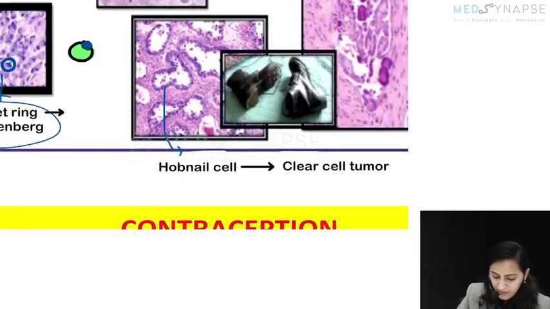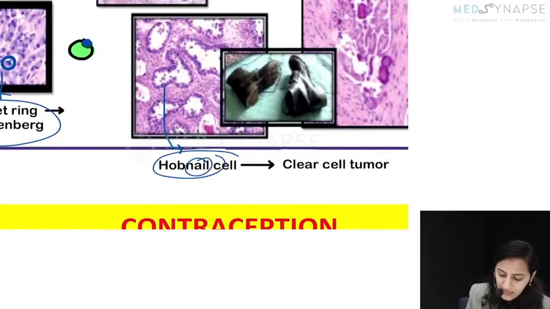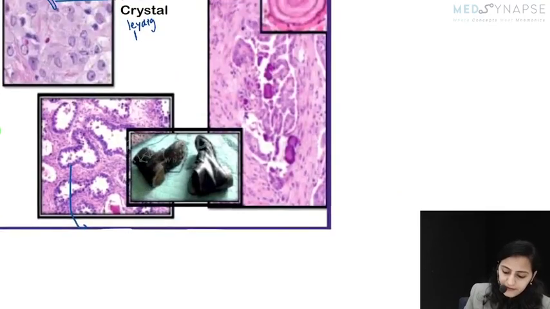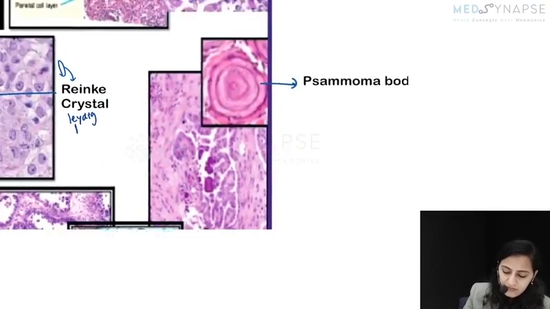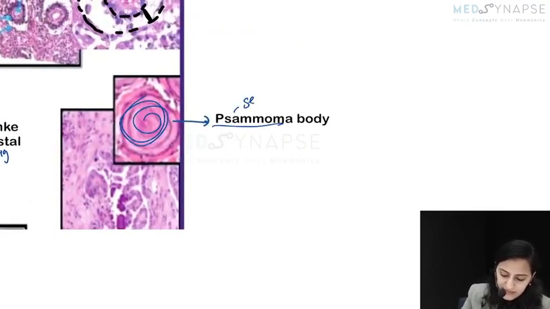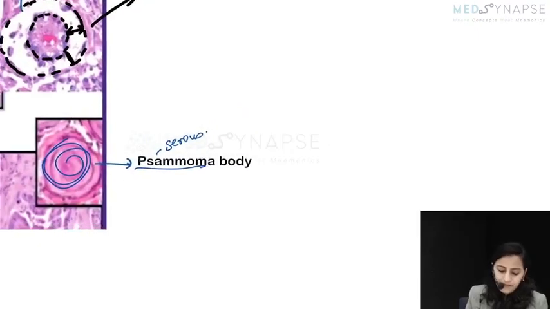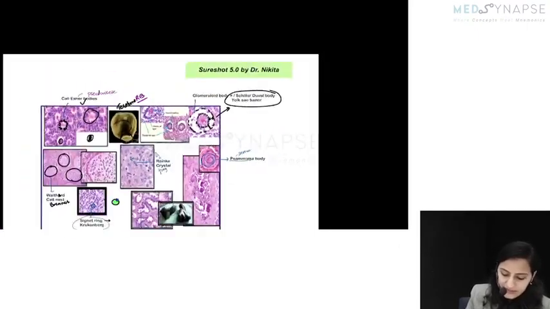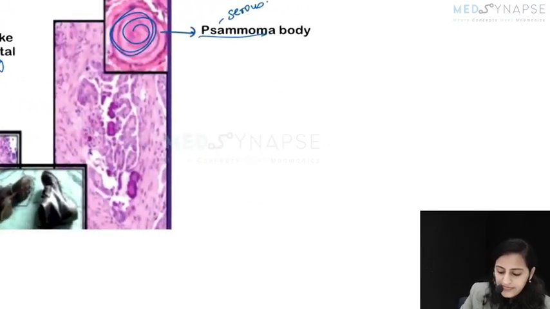Hobnail. Hobnail is for clear cell. What is this? Psammoma is serous. और ऐसा और कहाँ देखा था? कौन सा लंग कैंसर?